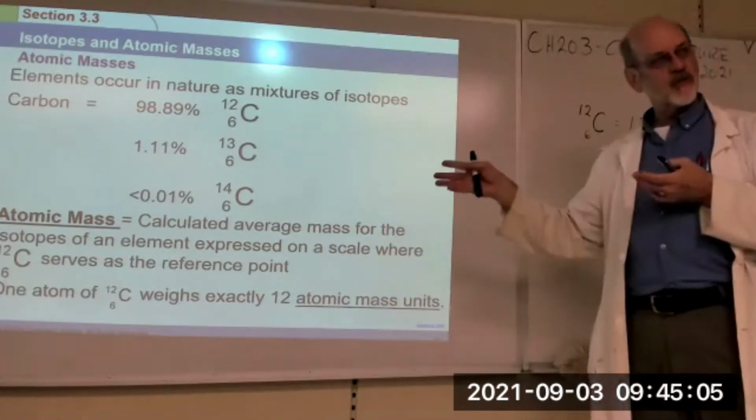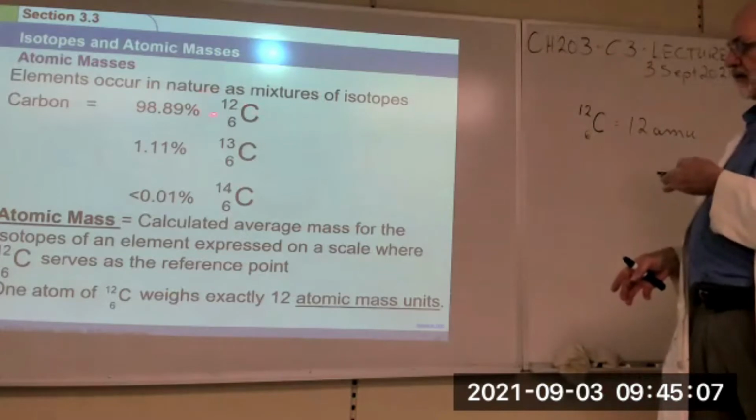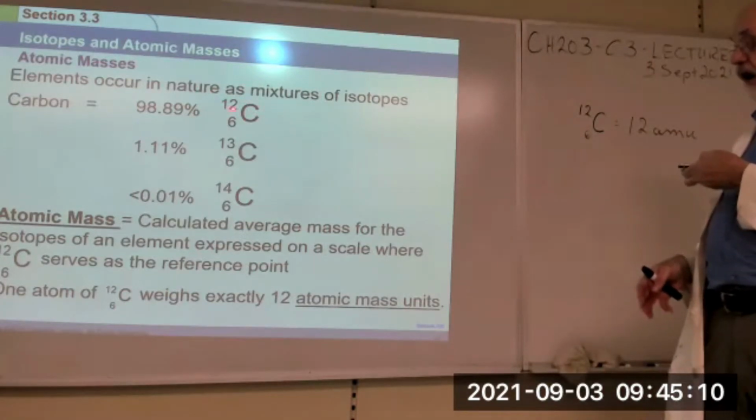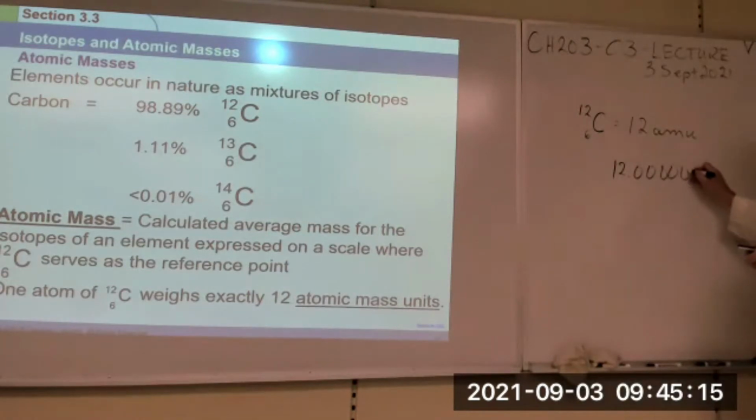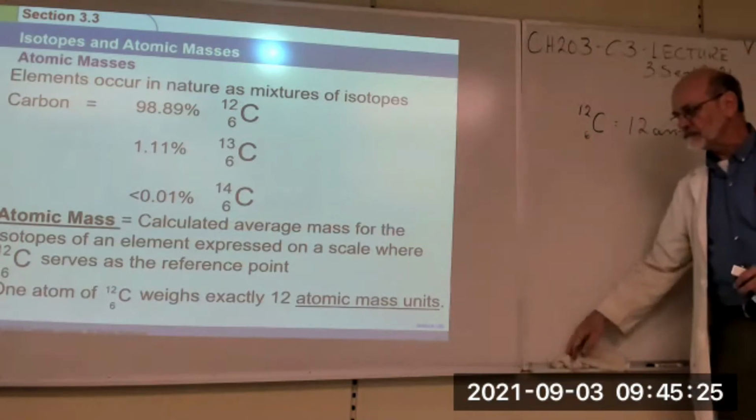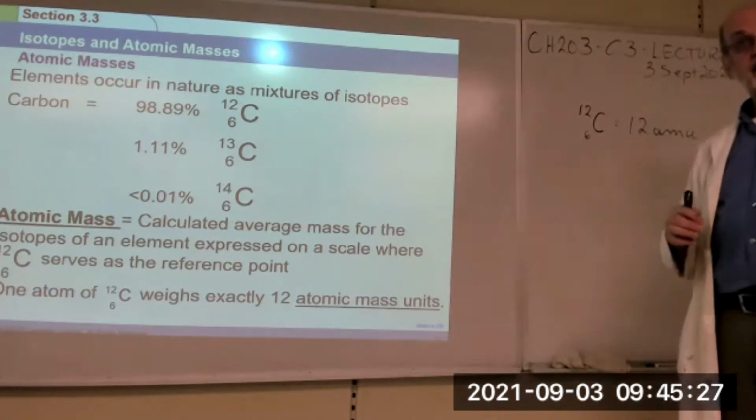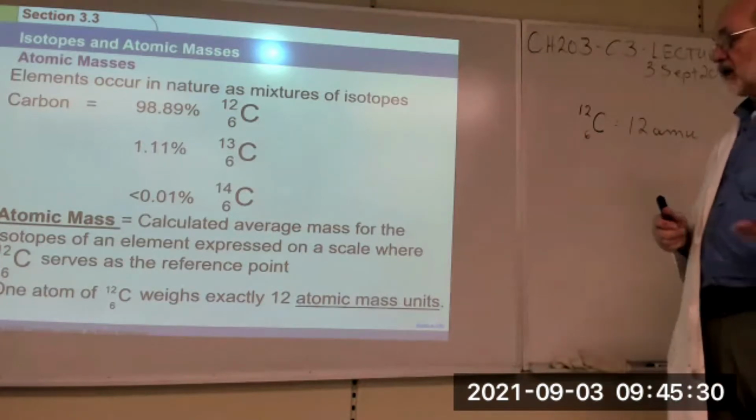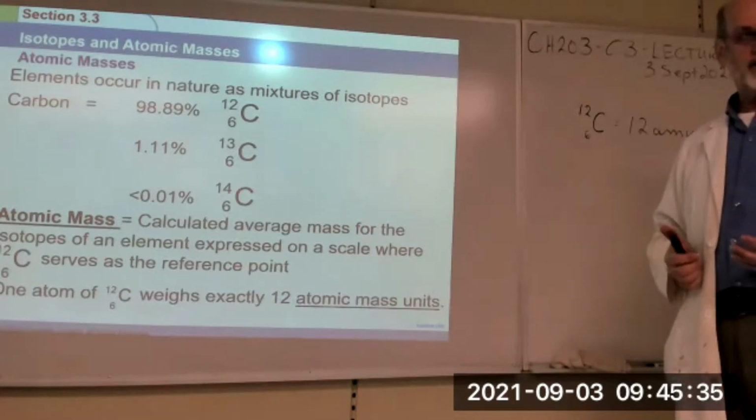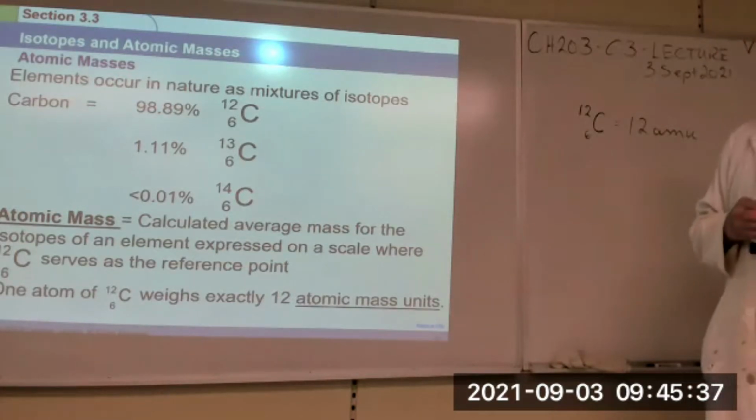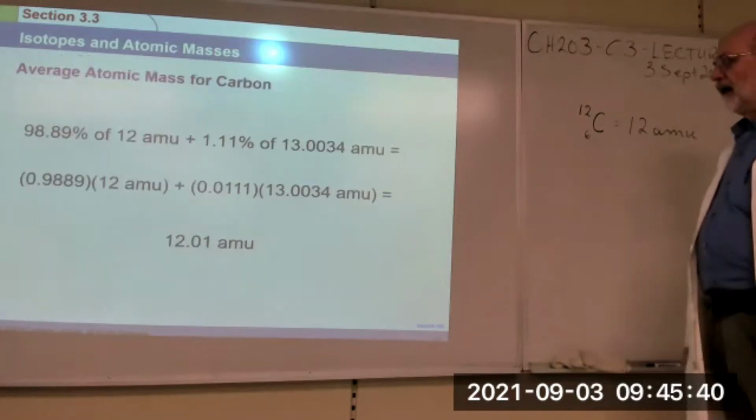But the atomic mass is referenced to this isotope. So that's the only one that is 12 point, however far you want to go. All the zeros you can write by definition. And then everything else is referenced to that, which means that all the other atomic mass units for other isotopes are going to be not whole numbers. It's just a fact. Okay.